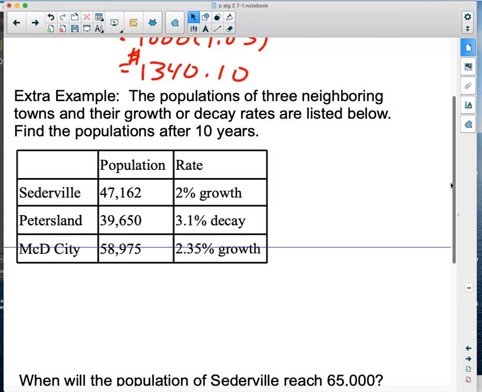And we have Cedarville that was at 47,162 people, and it had 2% growth. I should be using my plus formula. So it started with 47,162. And I know it's going to be 1 plus something. So 2% as a decimal. What's going to go in those parentheses?